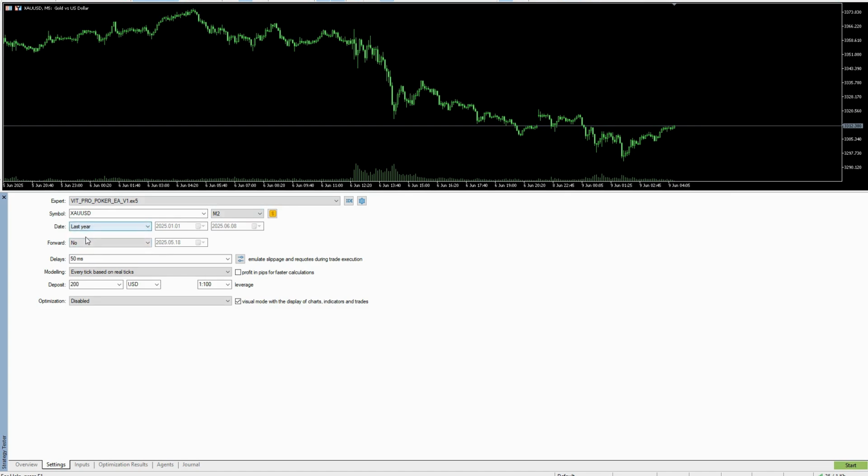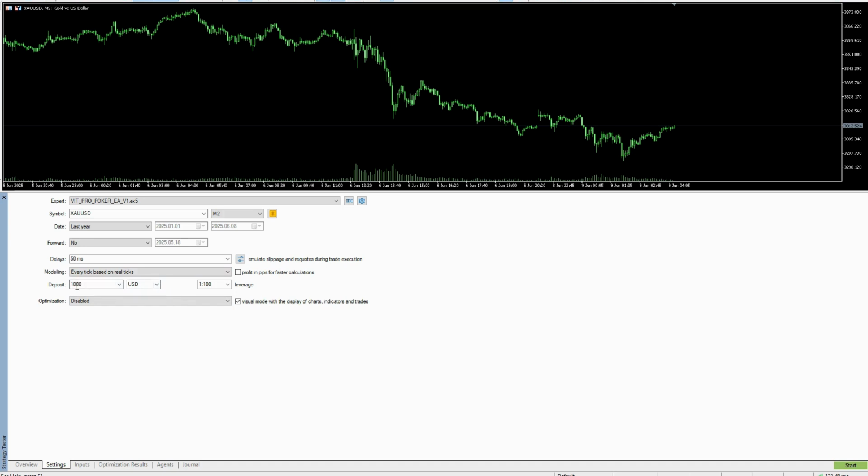I will conduct a test on gold covering the period from the beginning of 2025 to around mid-June this year. I use real tick mode for all of my tests. The initial capital will be $1,000 with a 1-to-100 leverage. Later on, I will also show you how this EA performs with different types of accounts.